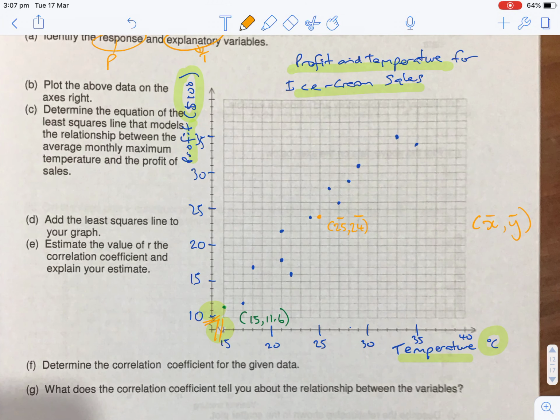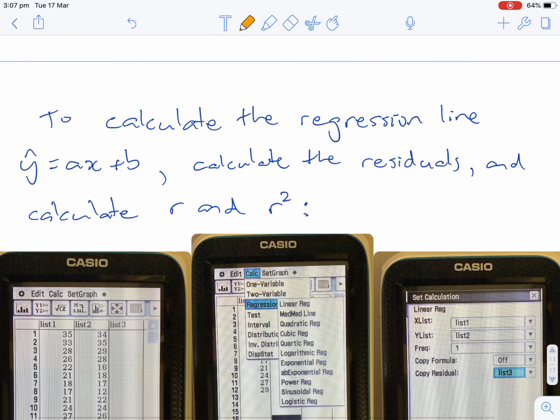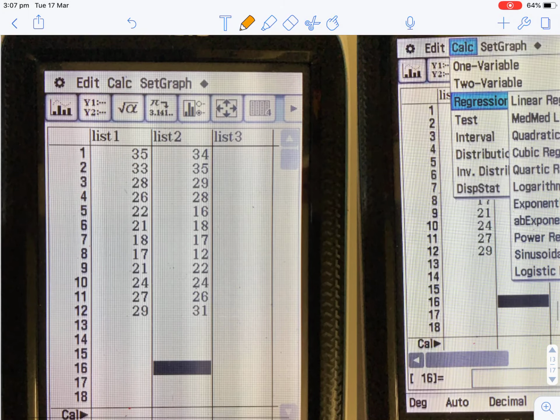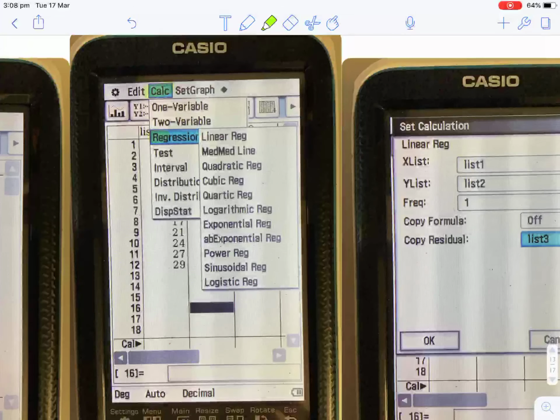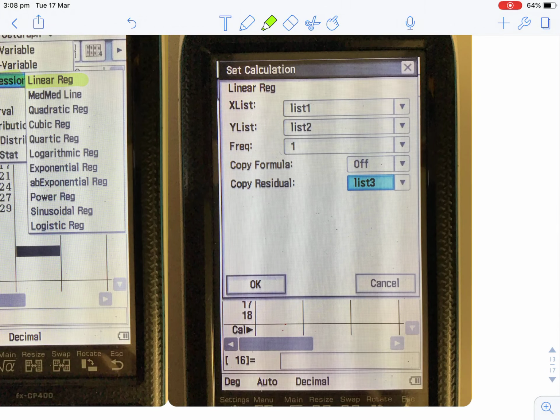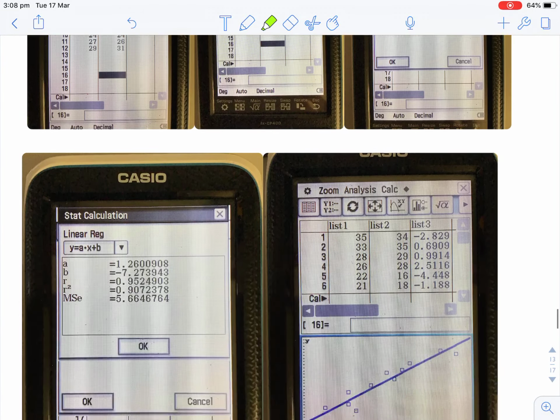Determine the equation of the least squares regression line that models the relationship. To determine the equation, I'll just show you what I've done on the ClassPad. So I've put my data in, and then I go into calculate, regression, and I would have tapped on linear regression. That's going to bring up this next screen. My data was already in list 1 and list 2. If they tricked me and put the explanatory variable the other way around, then I can click on these and switch that to list 2, list 1. Copy residuals: get into the habit of putting this here. I can already see that I'm going to need residuals, so rather than calculate them, I've asked it to put them into list 3, and that's going to calculate all those for me.